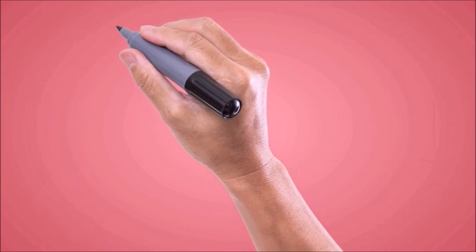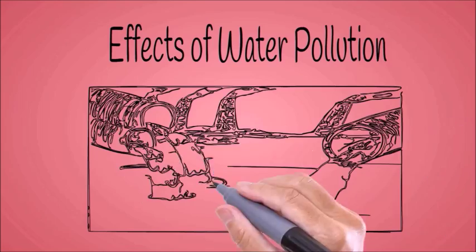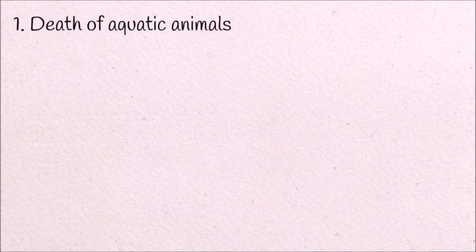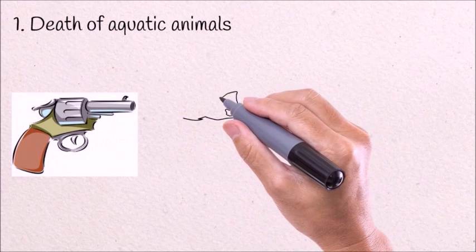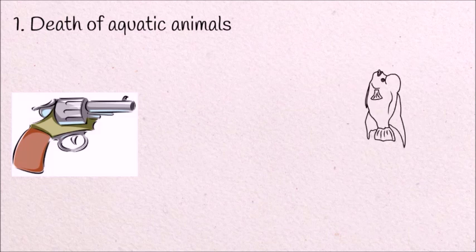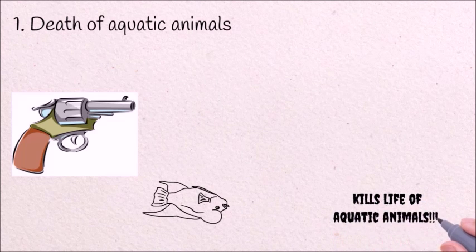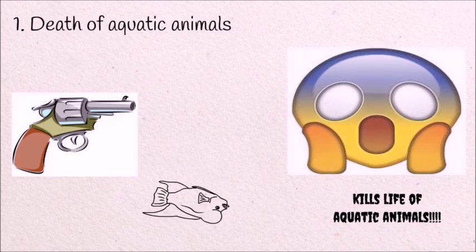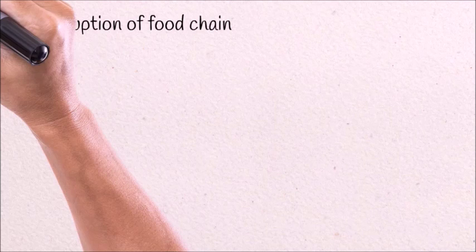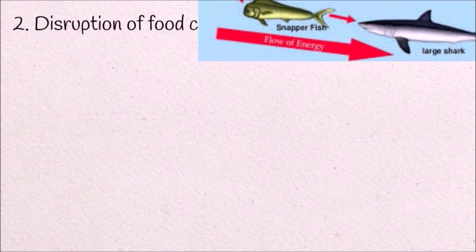Hi, I am Akmal. Effects of water pollution. 1. Death of aquatic animals. The main problem caused by water pollution is that it kills life that depends on these water bodies. 2. Disruption of food chain. Pollution disrupts the natural food chain as well.